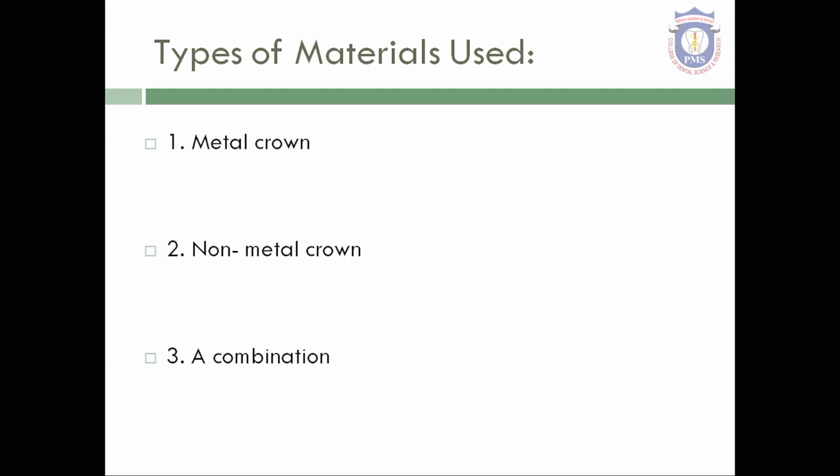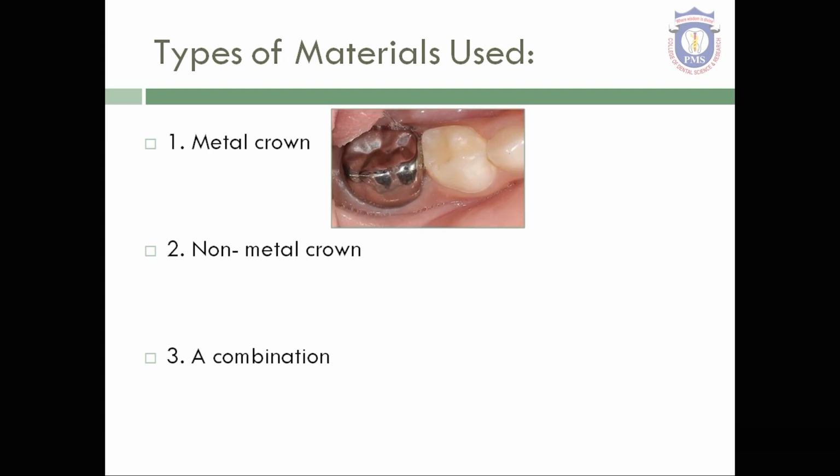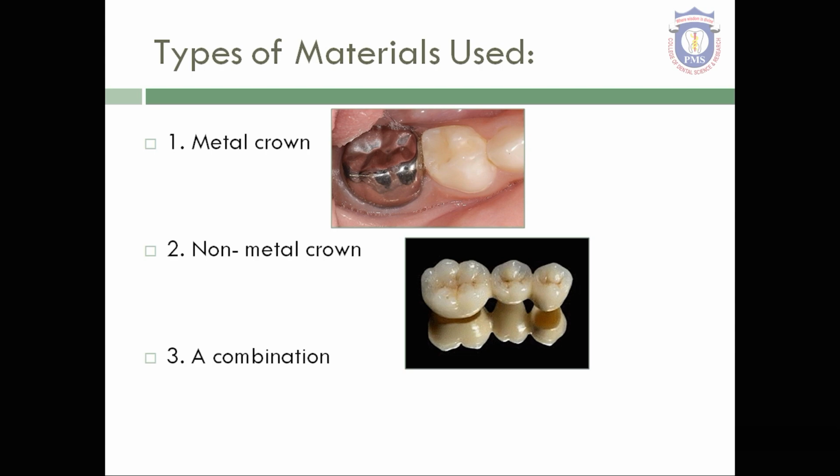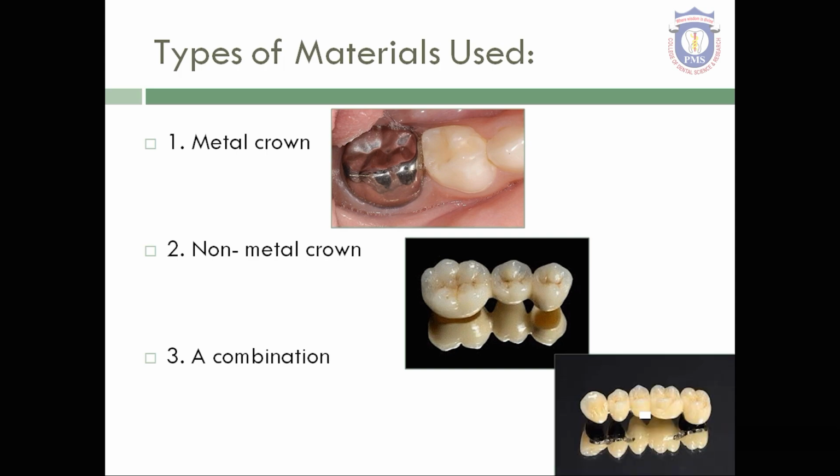Now, based on the types of materials used, there are different kinds of fixed prosthesis. You have purely metal crowns, which are made of either gold or nickel chromium or titanium or cobalt chromium. You have non-metal crowns, which could be either acrylic resin based or it could be ceramic based. And you have a combination of these. So, it could either be a metal and a ceramic fusion. You can see in this picture here, there is metal on the inner surface of the crown, and on the outer surface you have a ceramic coating. So, these are some of the materials that are used for a fixed prosthesis.